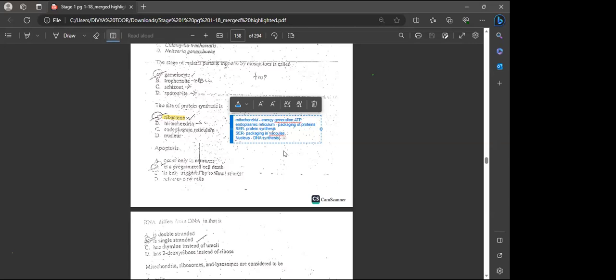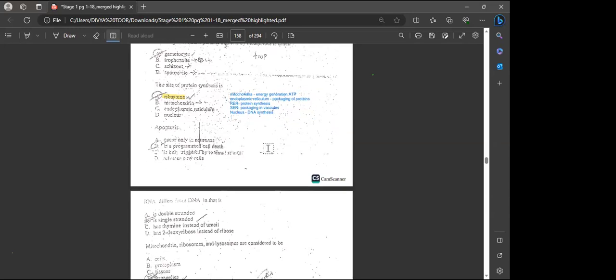I think, Divya, you've written it the other way around for rough and smooth. I feel like rough is right because it has the ribosomes on it. So rough is used for protein synthesis. Okay. Yeah. So apoptosis is of course programmed cell death.